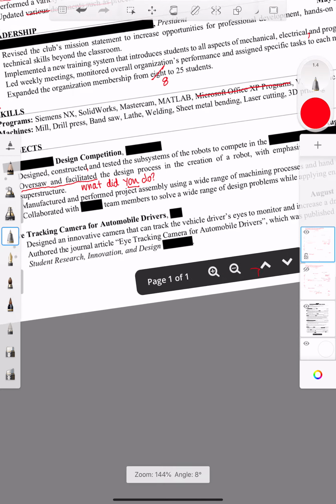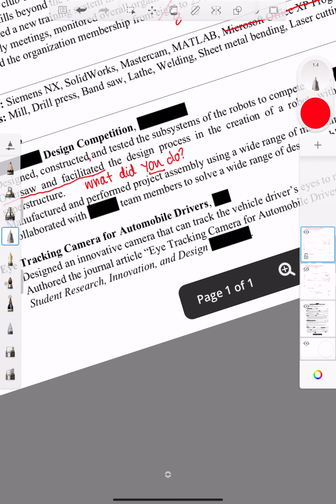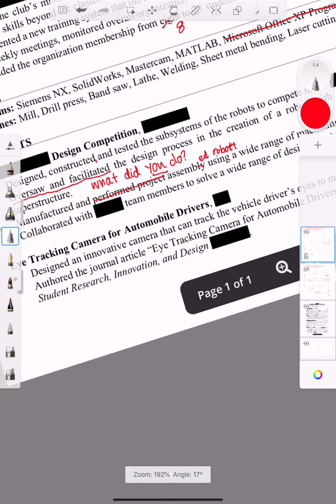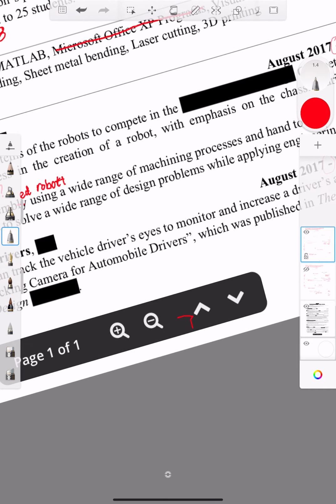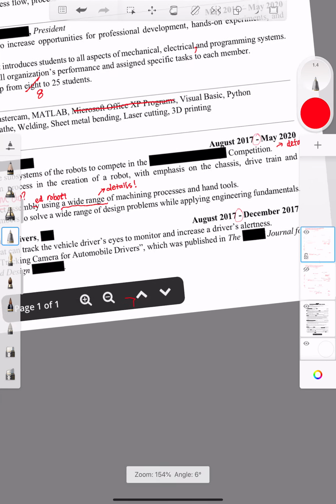"Manufactured and performed project assembly." Performed project assembly is a little weird. I'm going to say assembled robot or something like that. "Using a wide range of machining processes." Generic, tell me which. Details. "And hand tools."